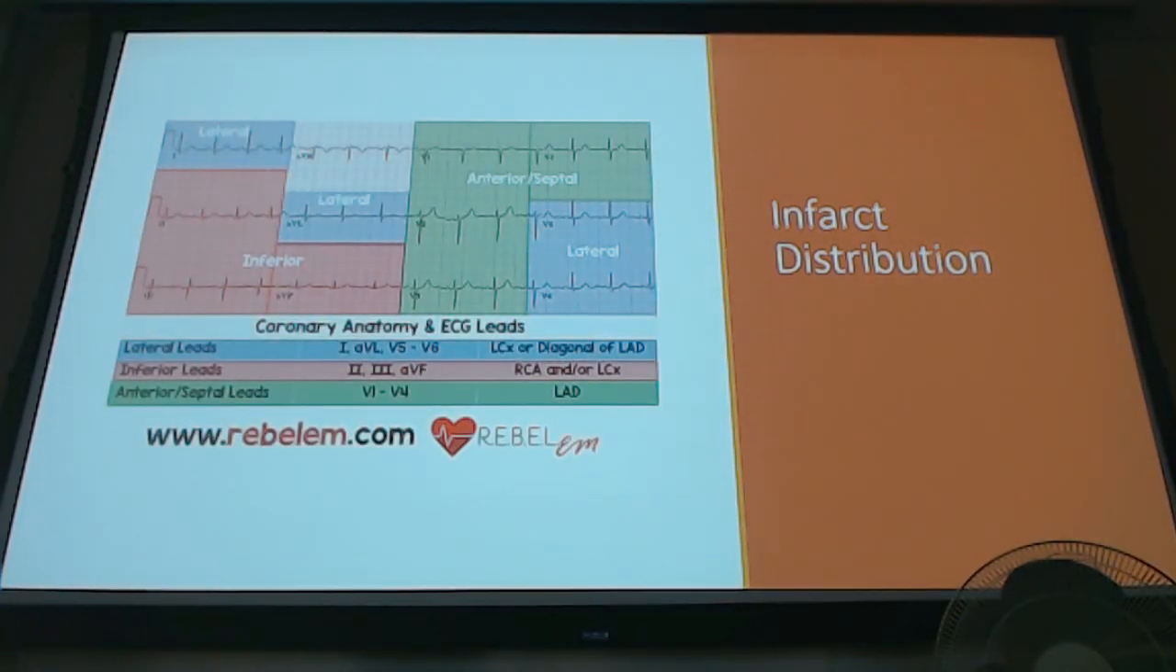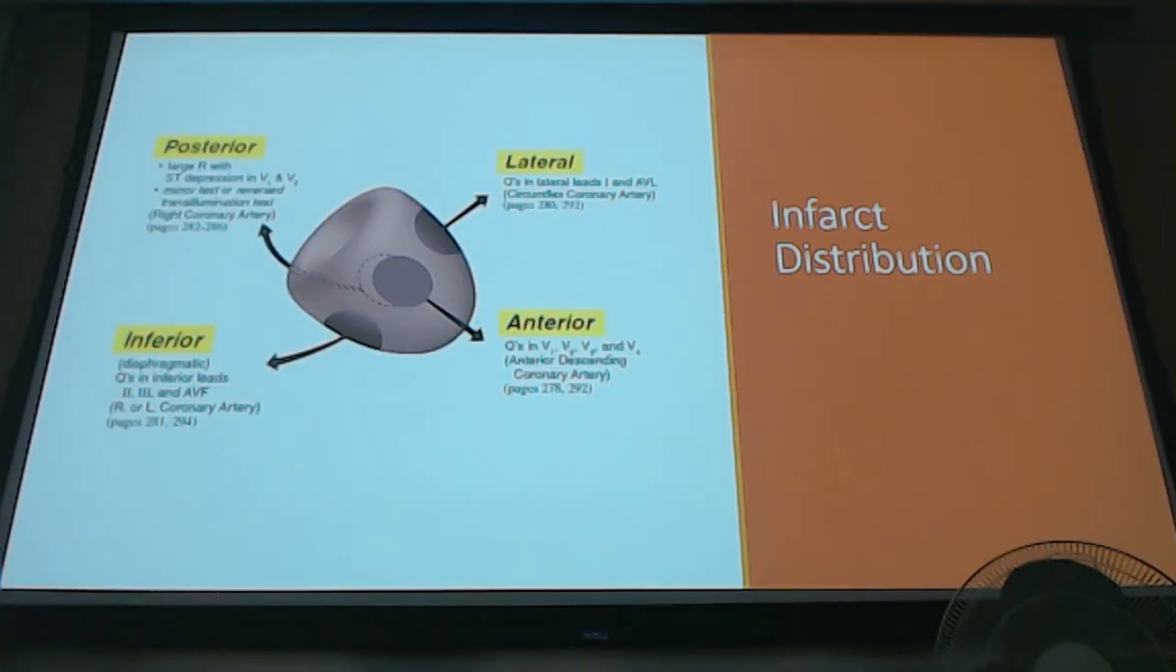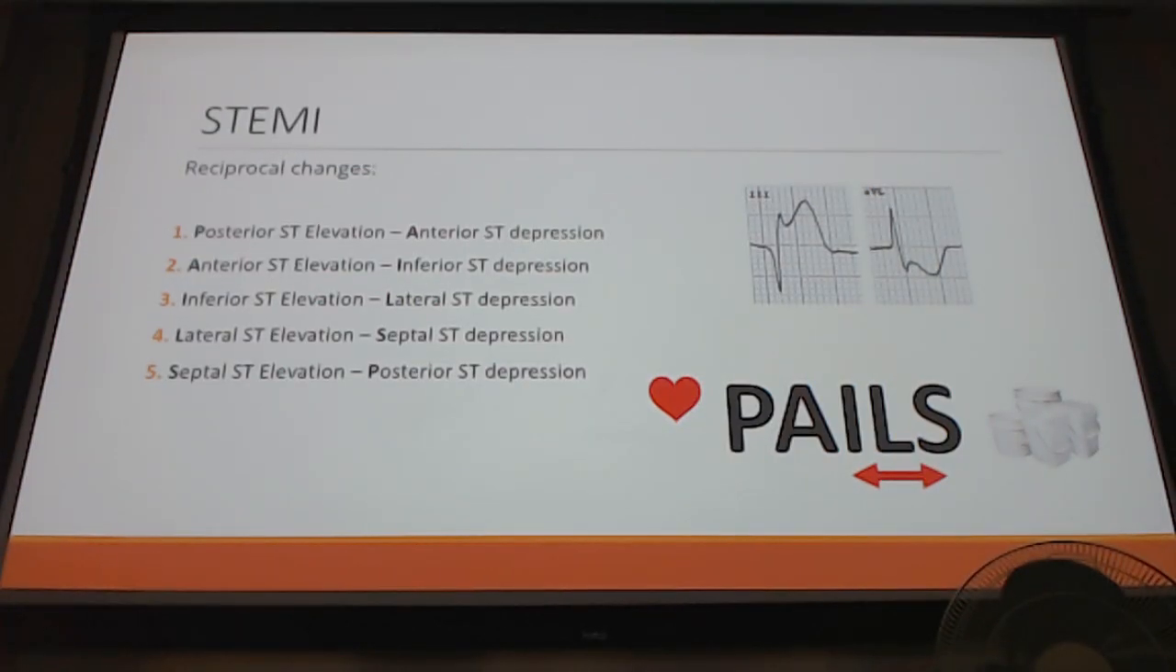What's important to remember is which arteries are associated with this. Your lateral leads, you'll have your left circumflex. Inferior, we worry about the RCA mostly, though it could also be the left circumflex. And we worry about that left anterior descending, which is one of our concerning findings for ischemia because it has our highest mortality rate. And then here's just another picture of which areas of infarction may cause those elevations that you see on the EKG. And then STEMI, that's what we're talking about today, mostly.